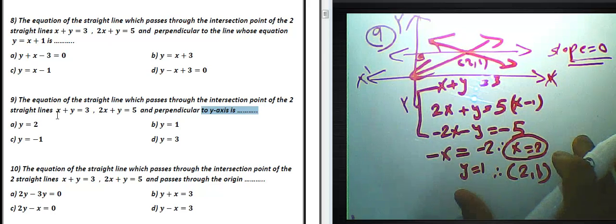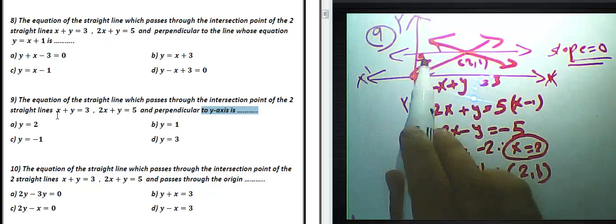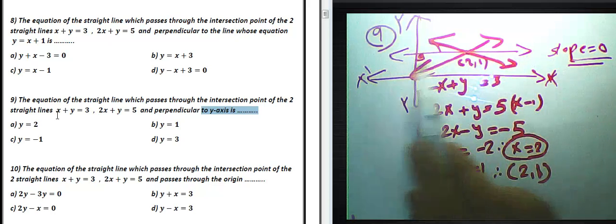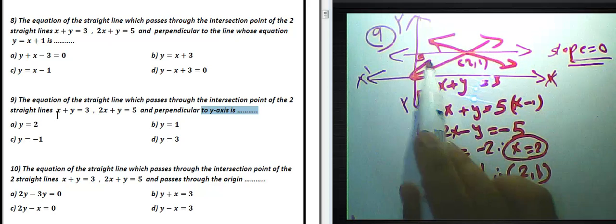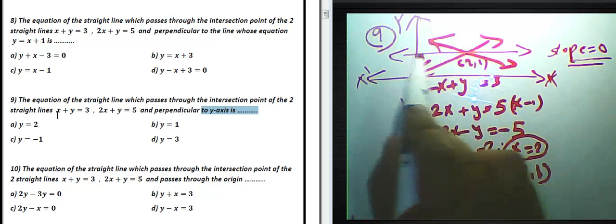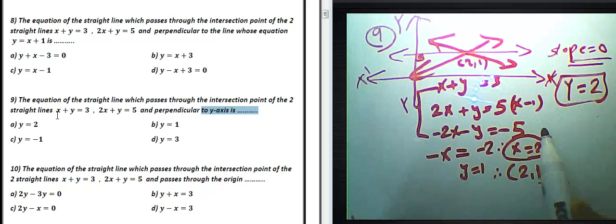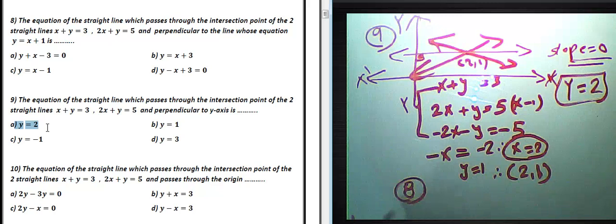He told us here this straight line passes through the point (2, 1) and is perpendicular to the y-axis. It means it cuts the y-axis at the point (0, 2). So the equation will be y equal 2. Okay, it's about question number 9. It chooses letter A.